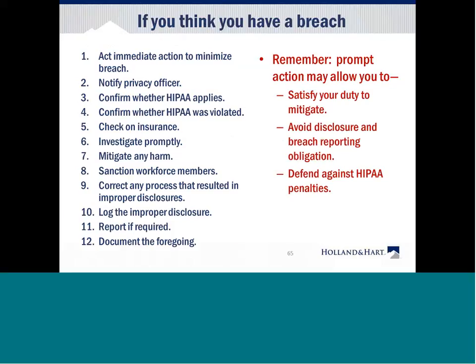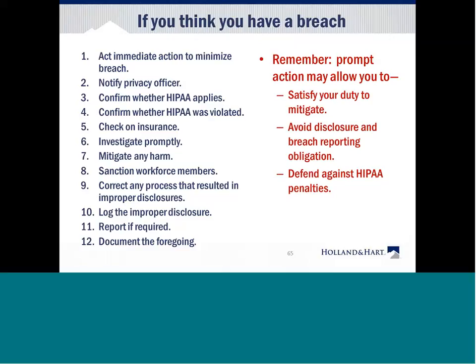To briefly summarize, if you think you have a breach, act immediately to minimize that breach. Stop the breach. Stop the information going out. Retrieve whatever information you can to mitigate the damage. Next, notify your privacy officer immediately. The privacy officer should confirm whether HIPAA applies or whether HIPAA was violated. Check on available insurance. Investigate promptly. Mitigate any harm.